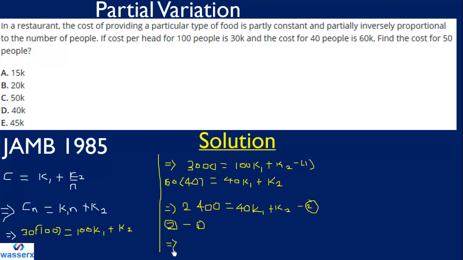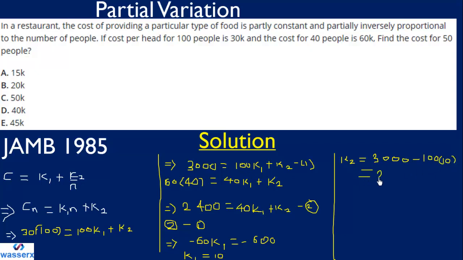So solving equation 2 and equation 1, we obtain negative 60 k1 is equal to negative 600. So k1 is equal to 10. So this implies that our k2 is equal to 3000 minus 100 times 10, and that will give us 2000. So we have our C equal to 10 plus 2000 over n. So substituting the 50 into it, we have 10 plus 2000 over 50, and this will be equal to 50k.